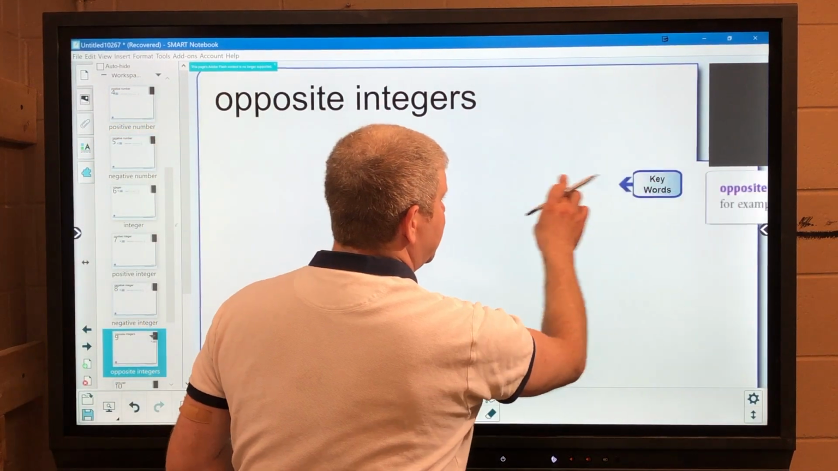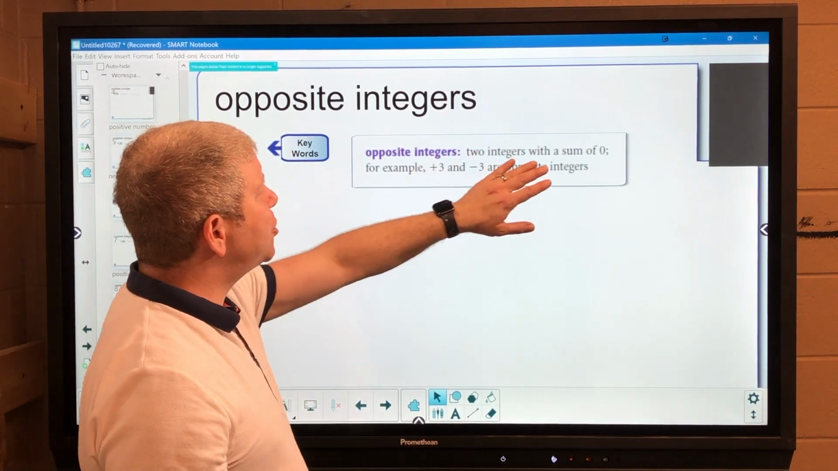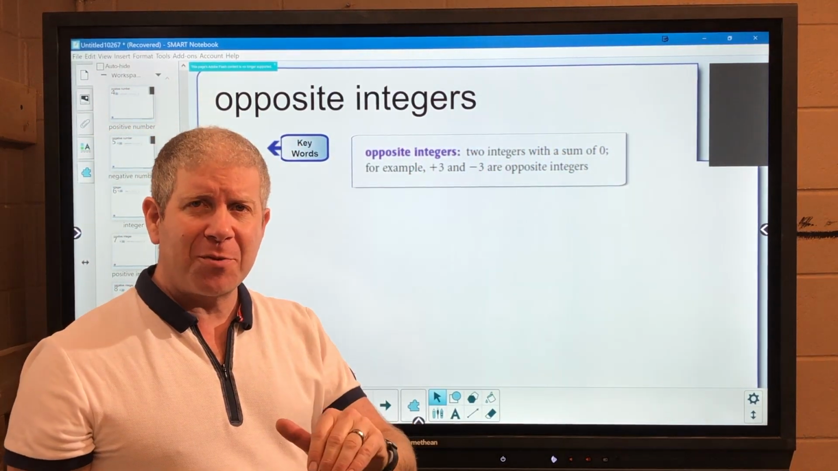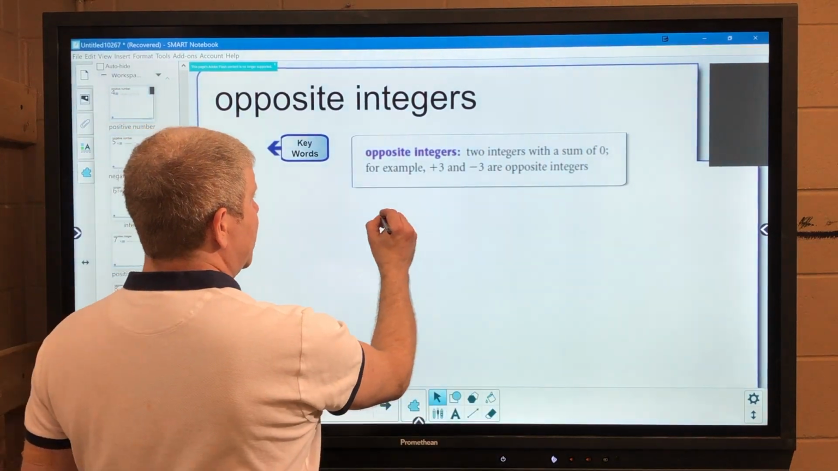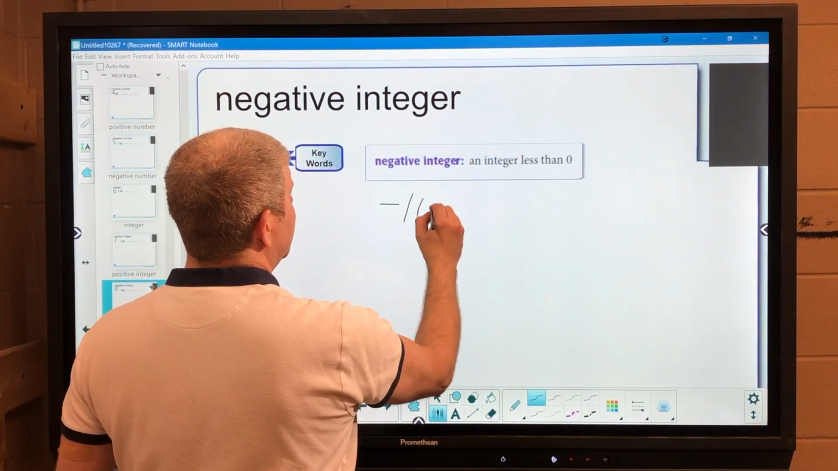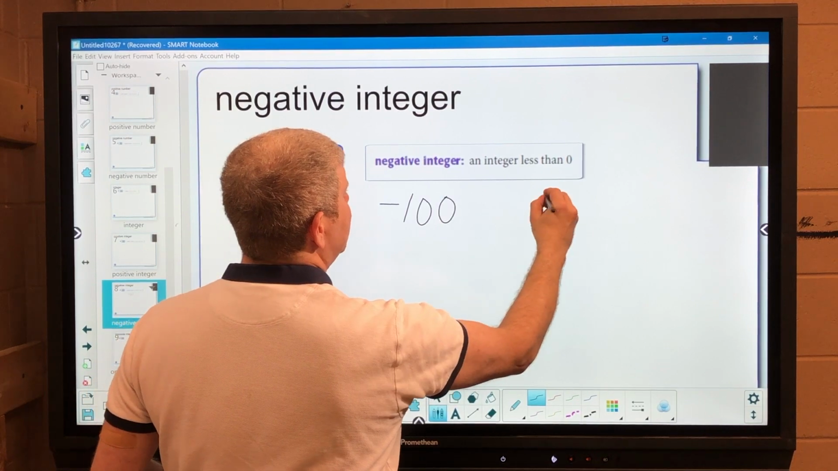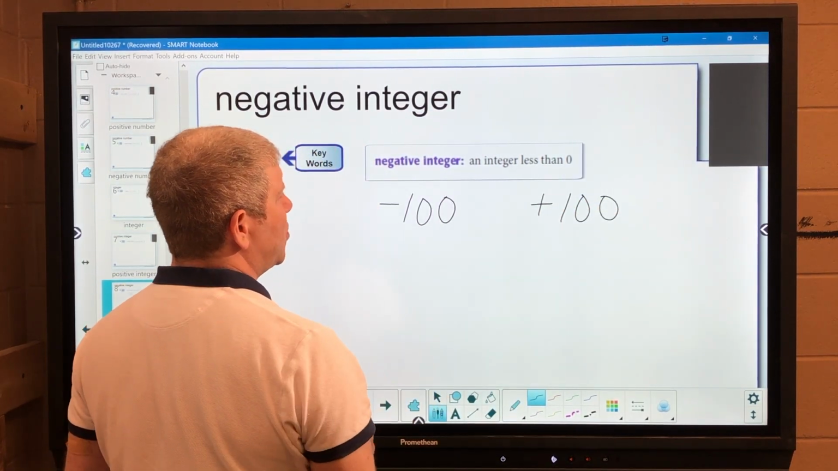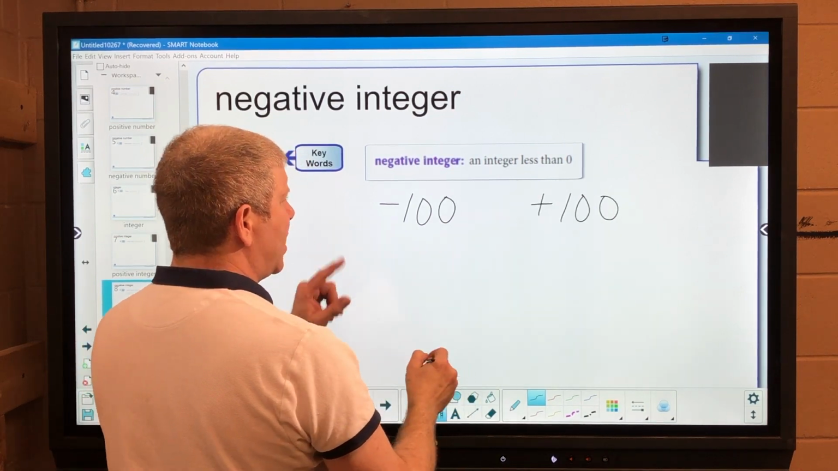And opposite integers. 2 integers with a sum of 0 are opposite. For example, positive 3 and negative 3 are opposite integers. Any 2 numbers that are opposites and have a sum of 0, so positive 100 and negative 100, if you add them together, you get 0.